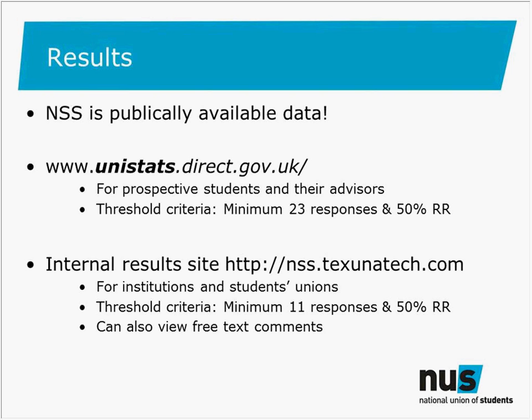If you just want to quickly access a small sample of the data, you can go to Unistats, which is the government's public information site, which contains select bits of data that is made public as part of the government's public information drive. But the internal results site, nss.texunatech.com, is the best place to get full comprehensive data, and you can get tons and tons of spreadsheets.